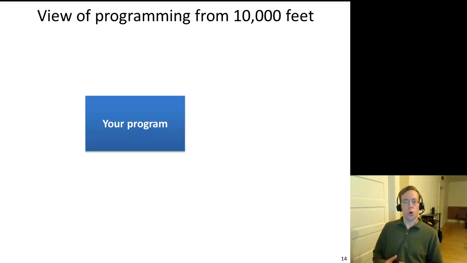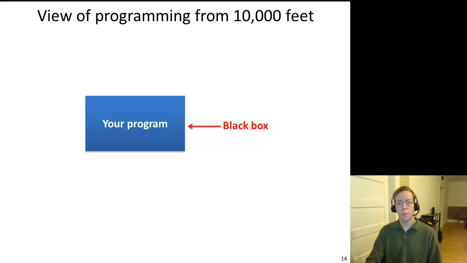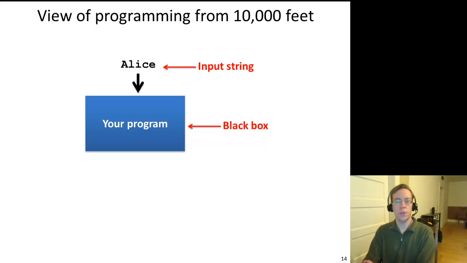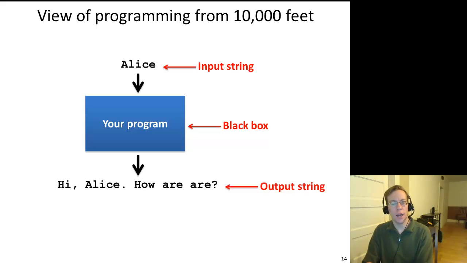Here's a view of programming from 10,000 feet. You've got your program, all right? And you could pretend your program is just a black box. All right, you don't know what's in there. You don't know what it does. But its function is to take some input. You feed your black box, you feed your program an input string, for example, Alice, all right? And its whole job in life is to convert that to some output, like, for example, hi Alice, how are you? All right, it's taken this input and put it in here in the output, and that's the job of your black box. All right, you've got input and it produces output.